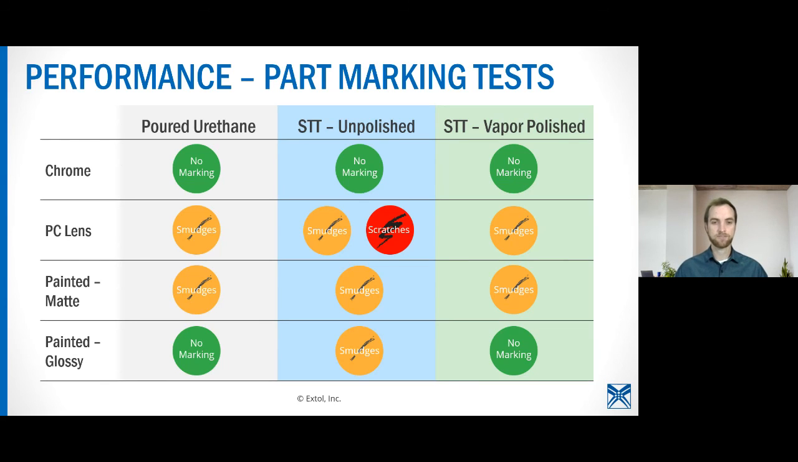The PC lens had some smudging and some scratching when it came to the unpolished, and that's where I was talking about the AMT sealing that surface and not allowing dust and debris to get in there and potentially scratch your part. I'd like to say each specific application should be tested to ensure performance requirements are met. And then with the matte, we had some smudges. We're going to look at that a little bit deeper and what we mean by smudges.